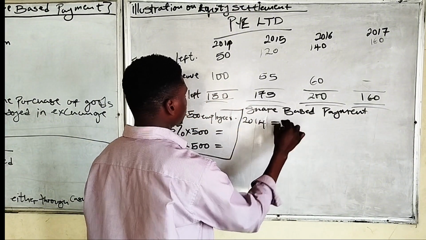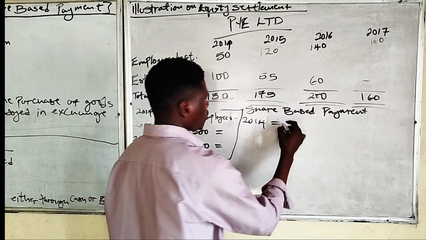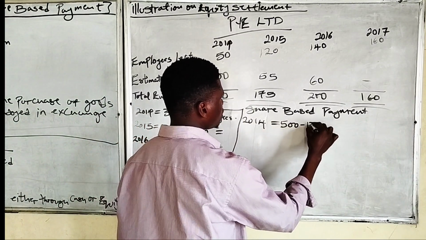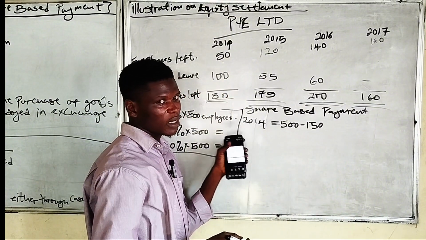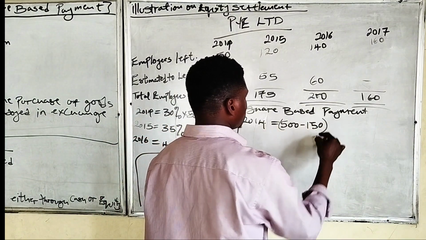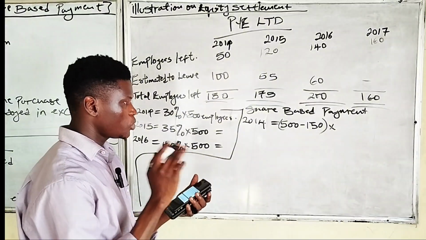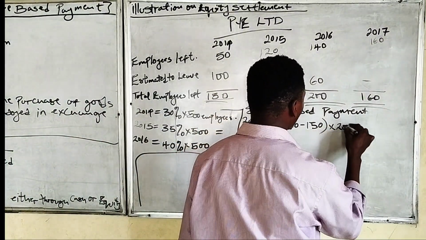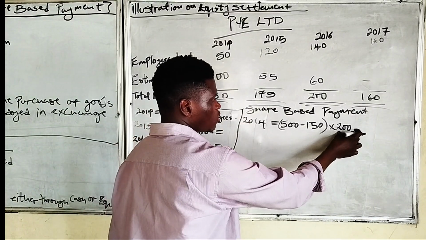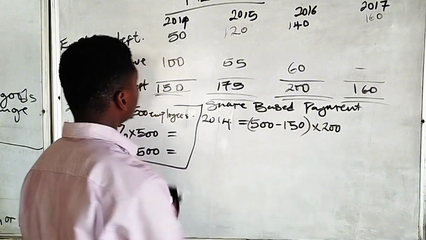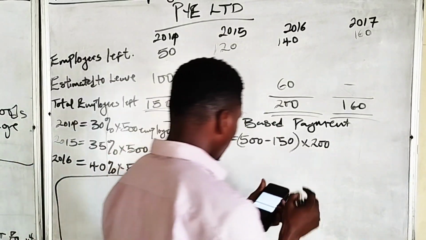In 2014, 150 are left. So out of the total of 500 minus 150, that will give us the total number that will still be existing in the company as at this particular period. Multiply by, they said they gave each of them 200 share options. Then we said that this is not value, this is the number of shares. Since it is equity settled, we should use the fair value of the shares at the grant date. So multiply by 30 naira.